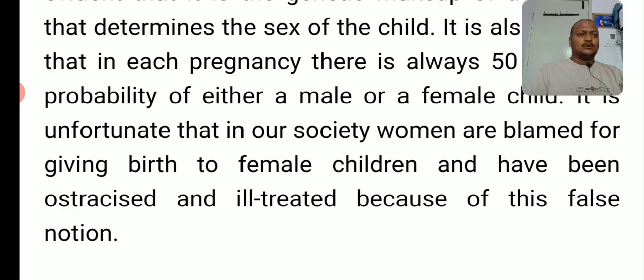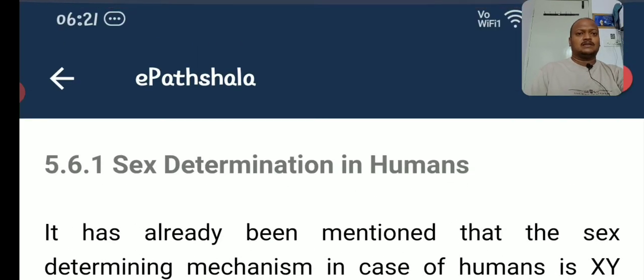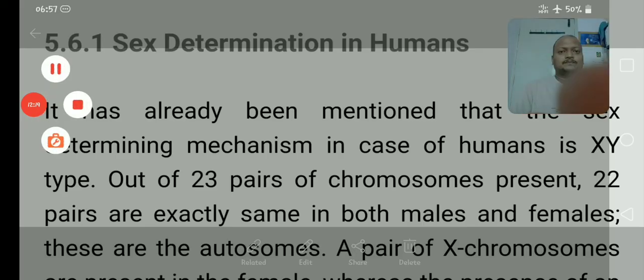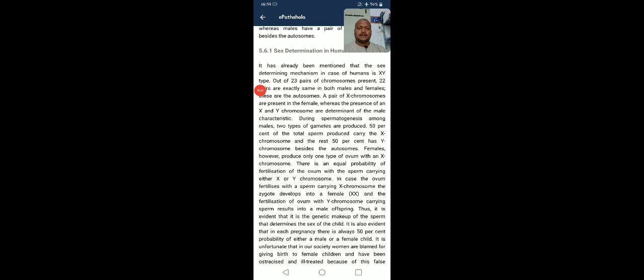Okay, right. I hope all of you understood the sex determination pattern in humans. Today I did the class from NCERT points only. So copy all the points from the NCERT textbook. Complete point-wise, whatever the topic related to sex determination in humans, copy from the NCERT textbook. All the points are most important.